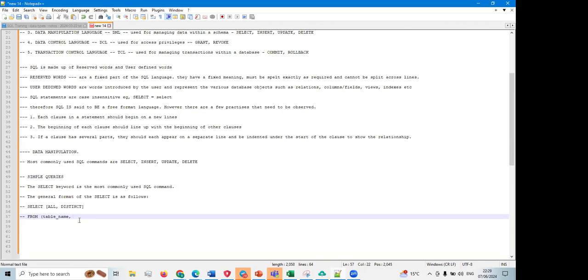Now, tables could also be named using what we call aliases, alias.